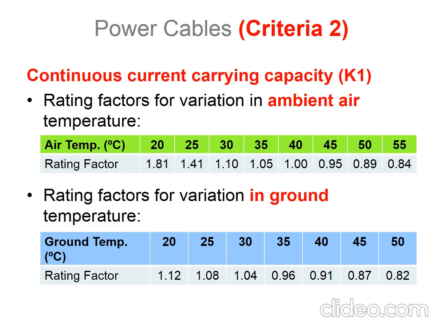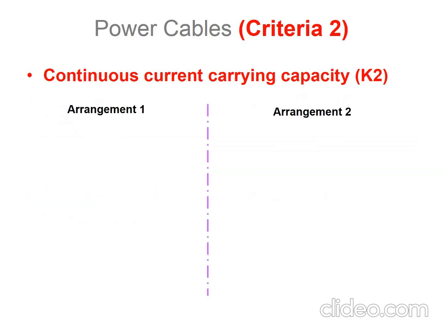Okay, rating factor for variation in ground temperature. There are two types, which are ambient air and in ground. So this one is in ground. We have the ground temperature and also the rating factor. Okay, next we go to K2.